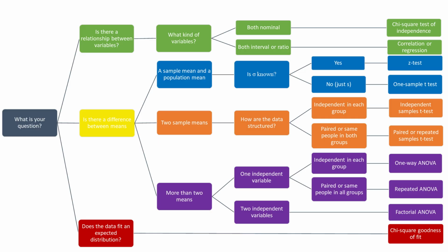Here is a flowchart from Tessa Anderson, who you've likely taken a stats class from. She has put together this resource to help students know what tests to run based on different questions and data available. To give you an example of how to use this, let's say that you have a research question and you're interested in knowing if there is a relationship between variables, so that green box at the top of the screen. Following that, the next question would be, well, what kind of variables? If they are both nominal, you would then run a chi-square test of independence. If they are interval or ratio, you could run a correlation or a regression.